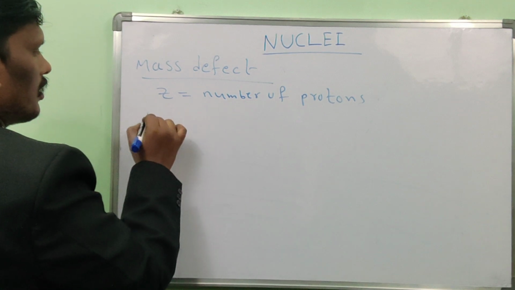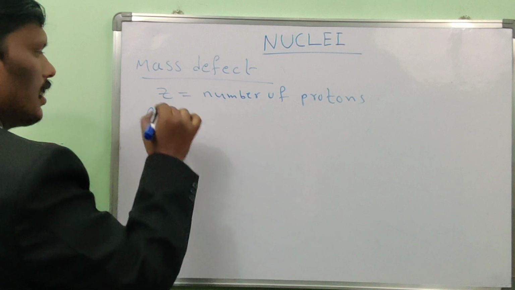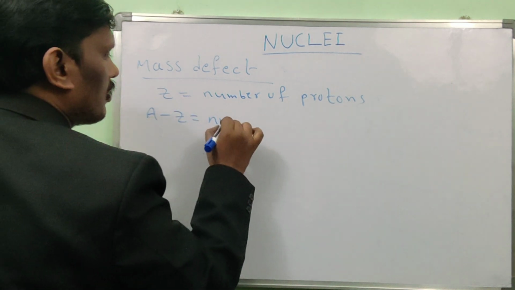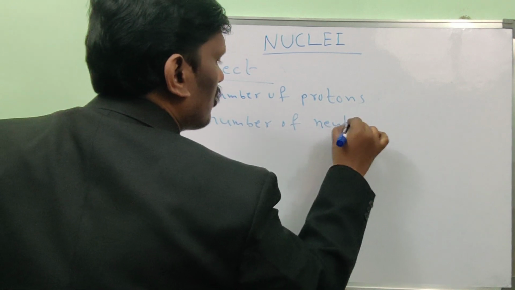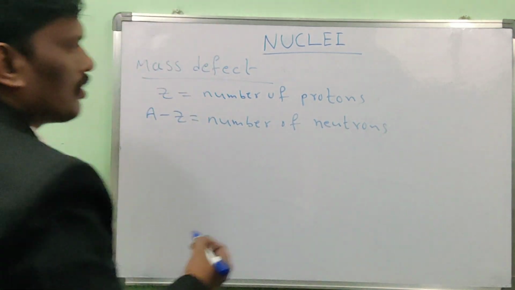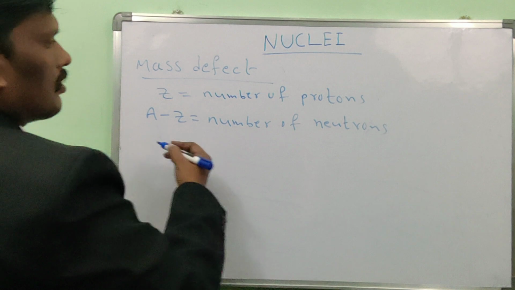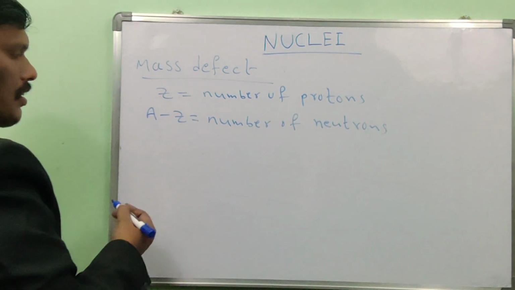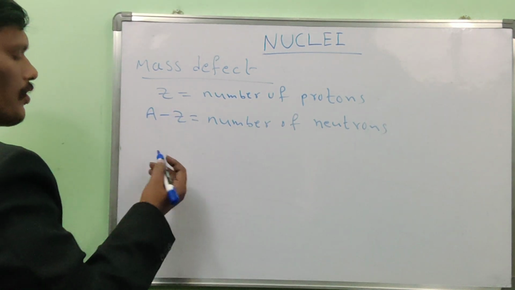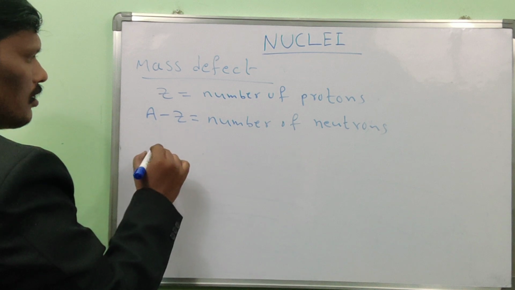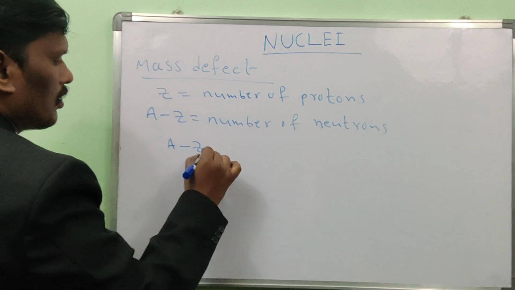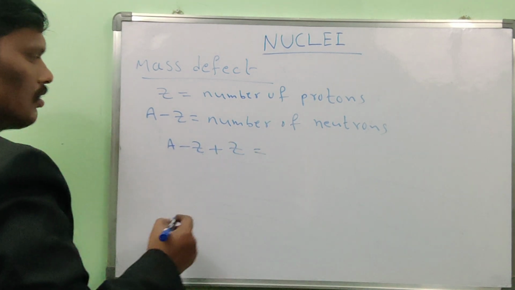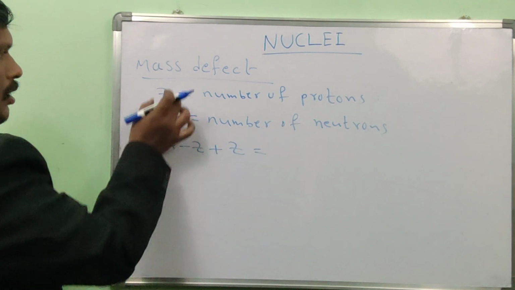Next one, A minus Z. That is the number of neutrons. So the number of neutrons is A minus Z. Then, with mass number, A minus Z plus Z is equal to what?